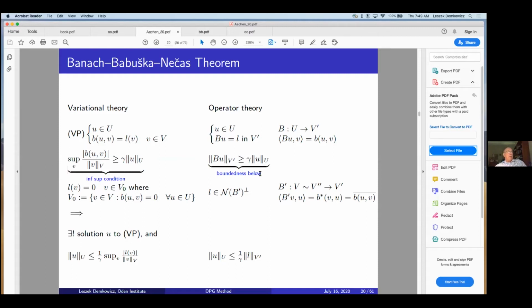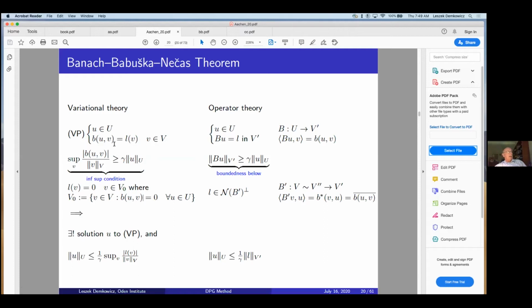And then you recall what Banach proved. Banach proved that for every right-hand side that is orthogonal to the null space of the adjoint operator, the conjugate operator, the problem is well posed. And this in the variational setting means that you have to introduce this space V_0 of functions that do not see use as test functions, and your right-hand side has to vanish on V_0. This is what we call the compatibility condition. And once you have this inf-sup and compatibility condition, then you can conclude that there exists a unique solution to your variational problem, and it's controlled in the original norm of U by the dual norm of L. This is the dual norm of L, and the inverse of the inf-sup constant is simply the continuity constant.